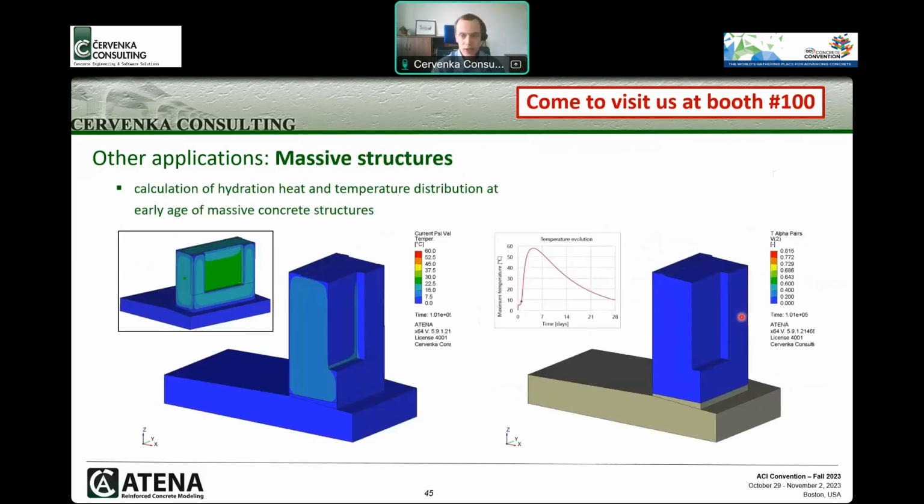Or one last example, this is application in massive concrete structures when this is not a static analysis, it's transport analysis, and it also uses the hydration curve to calculate the heat which would be released due to the hydration, and the subsequent temperature distribution in the fresh concrete, because often we need to check whether the maximum temperature stays under some certain defined limit.